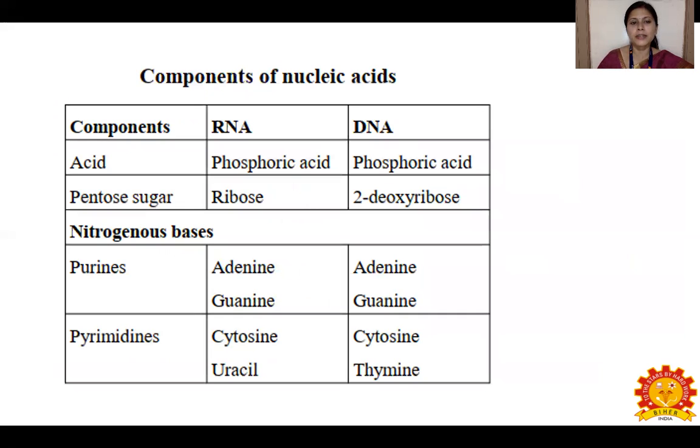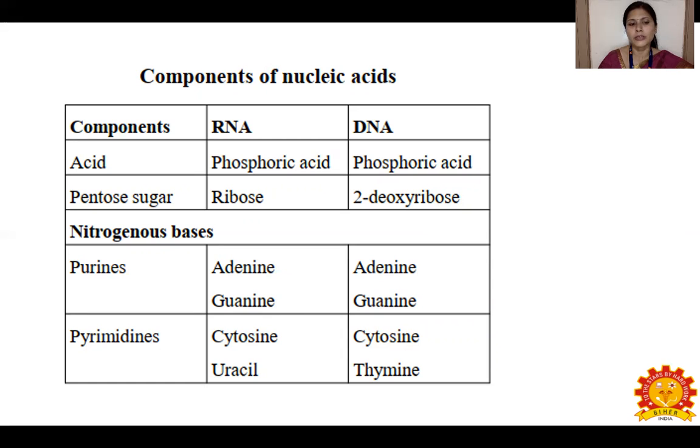Here we have a tabular form where we can see the components of RNA and DNA clearly. The common part is phosphoric acid on both sides, and there is one pentose sugar, but it is not the same sugar. In RNA it is ribose, whereas in DNA it is 2-deoxyribose. We have seen that at the 2 position there is a removal of oxygen, so that is called deoxyribose.